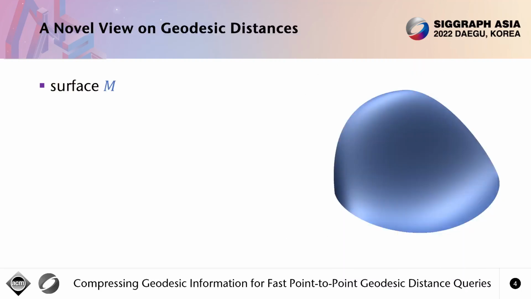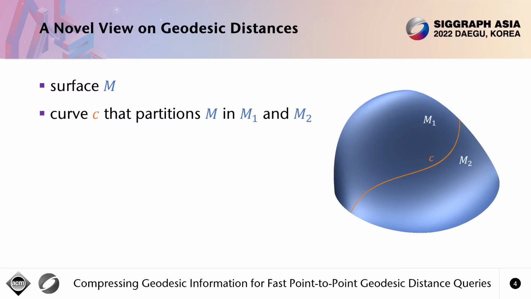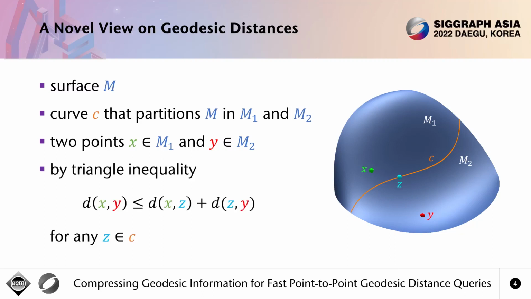The key insight that we use in our method is the following novel view on computing geodesic distances. Suppose you have a surface M that is split by a curve C into two parts, and you have 2 points in either parts of the surface. Now, by the triangle inequality, we know that the geodesic distance between x and y is less than or equal to the sum of the geodesic distances from x to z and from y to z for any z on the curve C. And we also know that this triangle inequality turns into an equality for some point z on the curve, and that is exactly the point where the shortest path from x to y straddles the curve C.